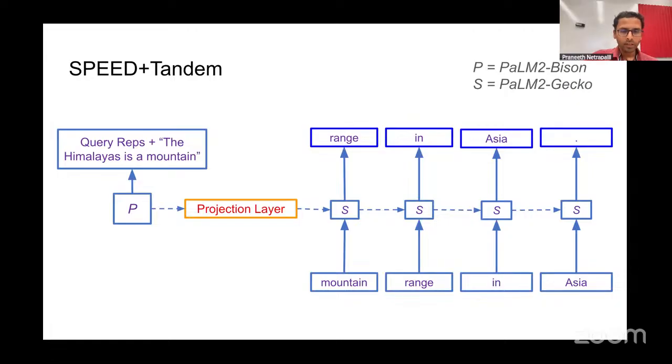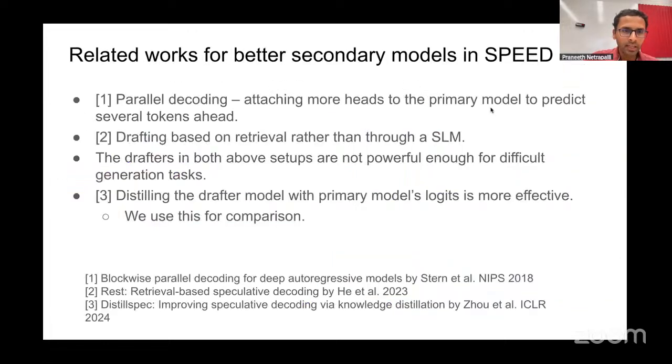Okay. So we again did experiments with the primary model being a large PaLM 2 Bison model, and the small model being a PaLM 2 Gecko model. Before sharing the results, let me cover the baselines. There are many other drafter approaches that have been proposed for speculative decoding.